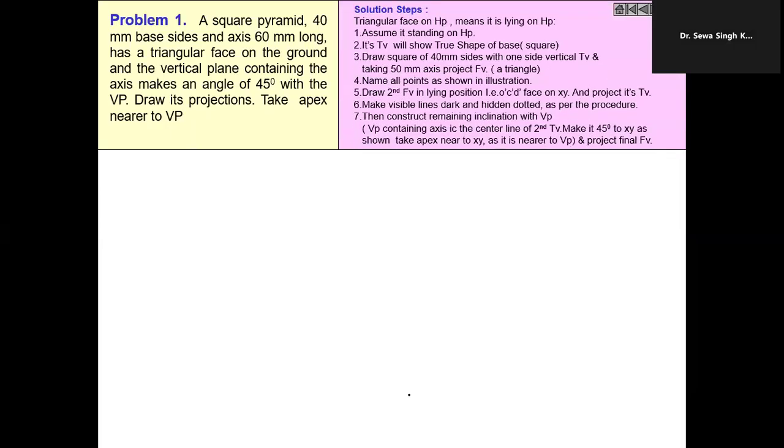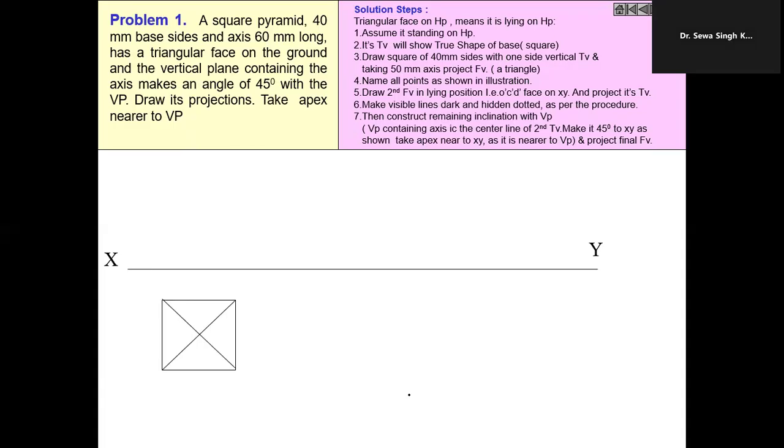Now, the solid is resting in HP on a triangular face. It means its axis is inclined to HP. So in the first case, we assume this square pyramid is standing in HP on its base. When it is standing in HP, we will see the true shape of the base in the top view. So we start from the true shape of the base. This is the XY line. We have the true shape of the base of the square pyramid in HP. We name it A, B, C, D, and O.